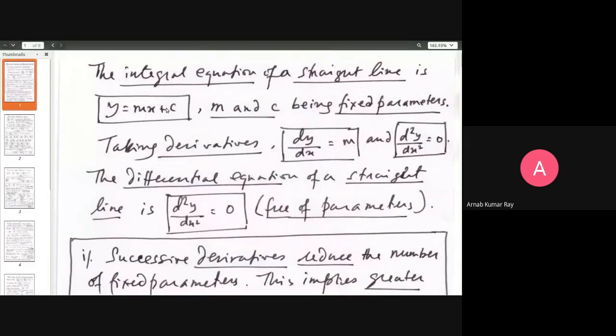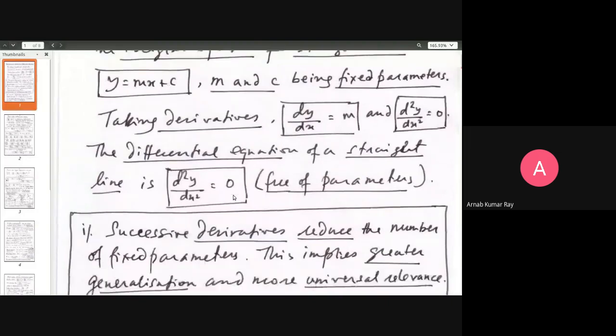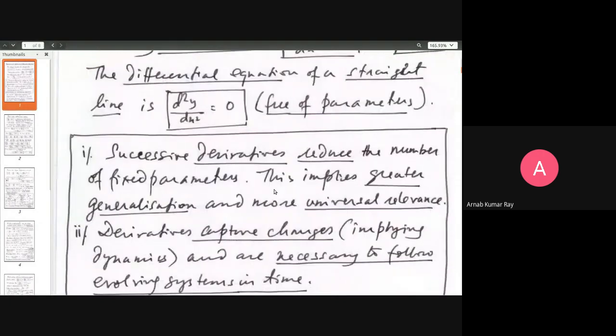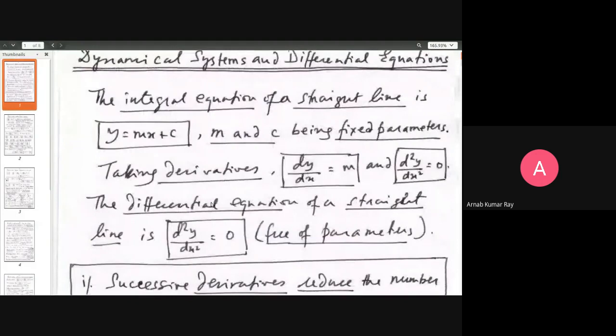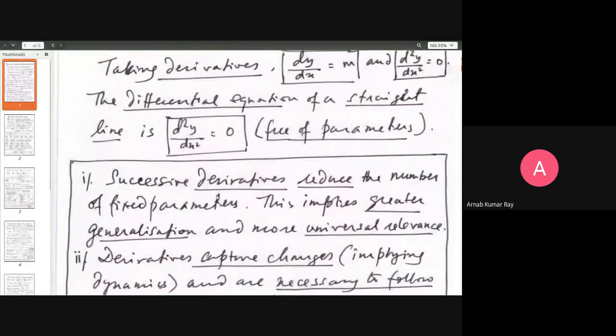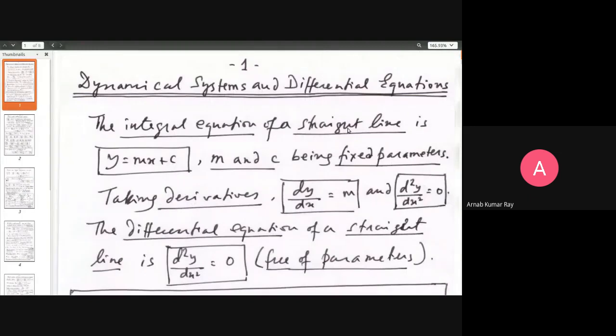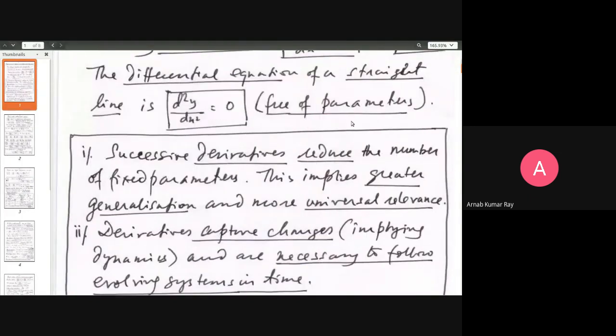So you are going from this representation to this through a process of either differential calculus or integral calculus. It depends on what you have and where you want to go. I've written something over here, free of parameters. So basically what you have is that this integral equation can be reduced to a differential equation, and as a result, you are now free of the parameters of the system.